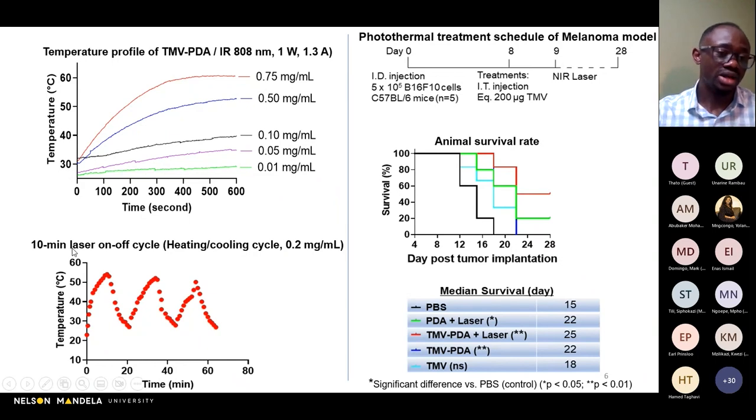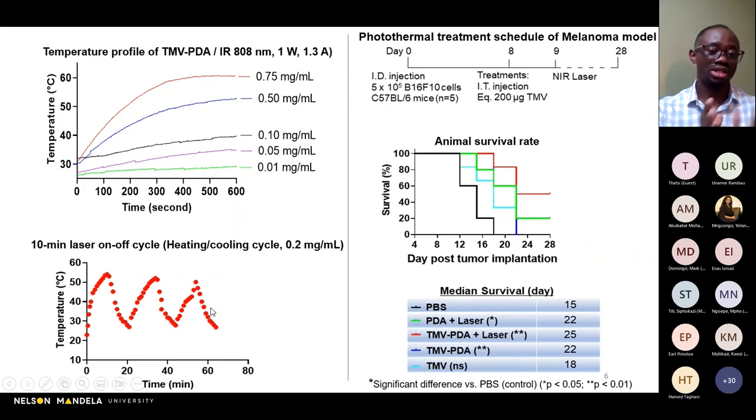And this is a cycle of laser on and off, and heating behavior to study how well the particles are able to remain able to convert light into heat after a couple of cooling and heating cycles. You can see after 10 minutes of heating, the temperature increases. We turn off the laser, the temperature goes down. After 10 minutes again, we heat, and the particles were still able to remain active in terms of photothermal conversion.